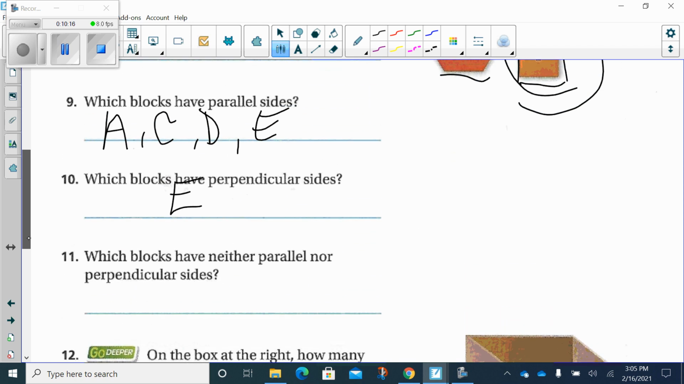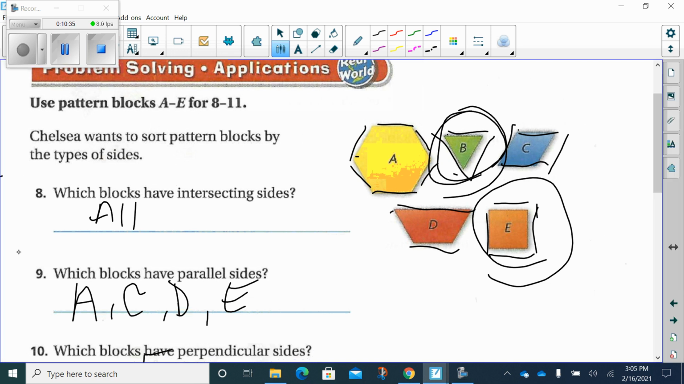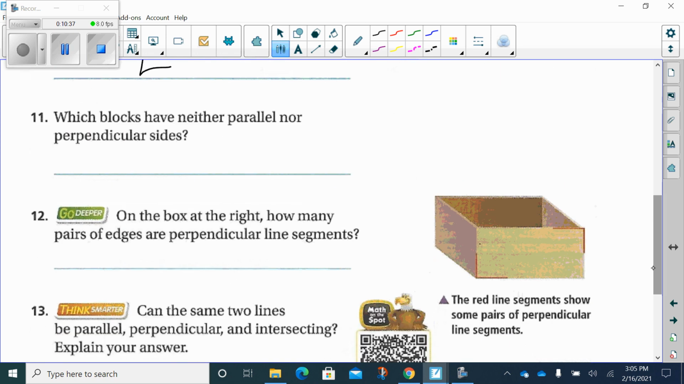Now, which blocks have neither parallel nor perpendicular sides? Well, we already said that one, didn't we? It is right here because it doesn't have parallel sides. All sides will meet. And when they meet, it's not at a 90-degree angle. So it is B. Okay. I'm going to skip a little bit.